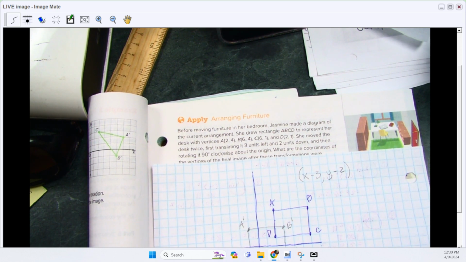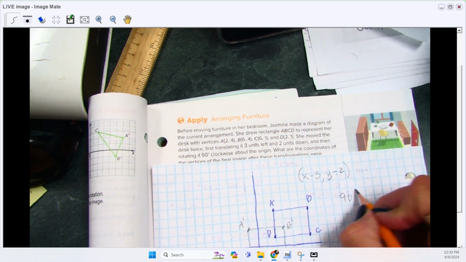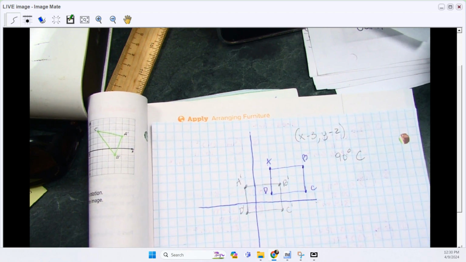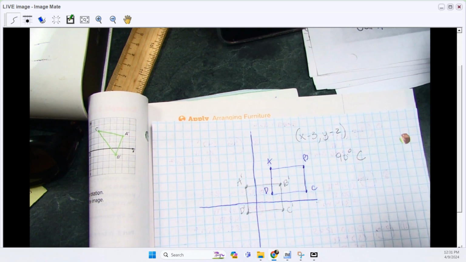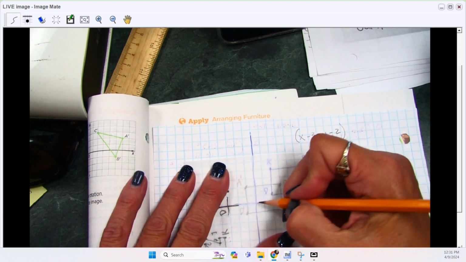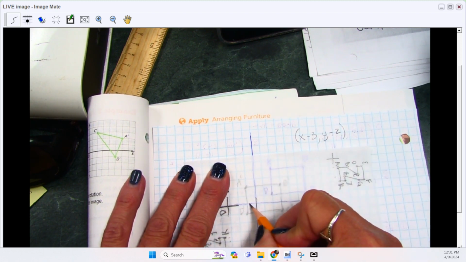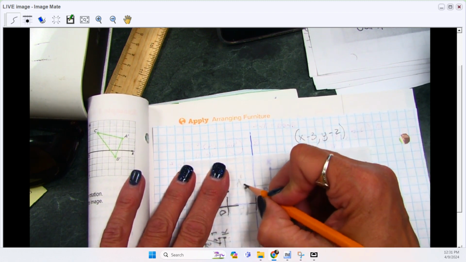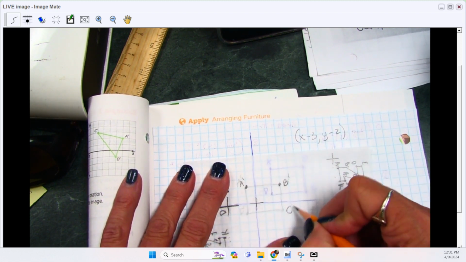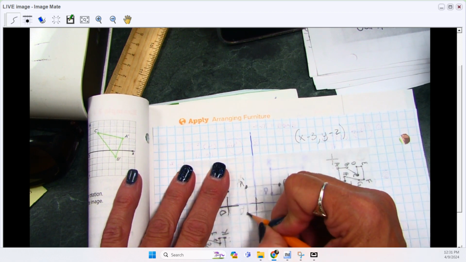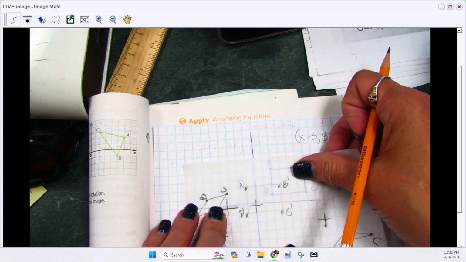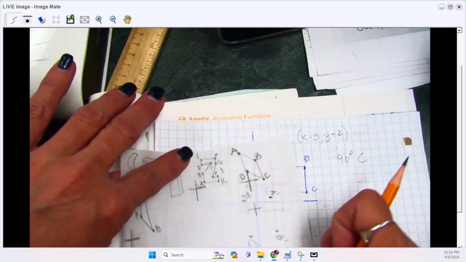Then it says we're going to do a 90-degree clockwise rotation. So I'm going to take my piece of paper. I'm going to do a little T here. This is A prime. This is B prime. This is C prime. And D prime. And it says 90 degrees clockwise. So that means I'm going to the right. Okay, so I'm going to go here.